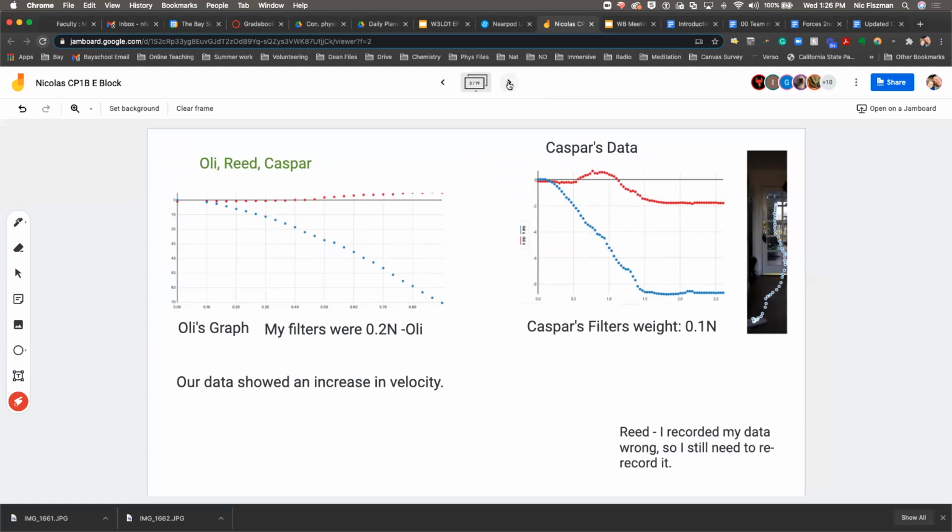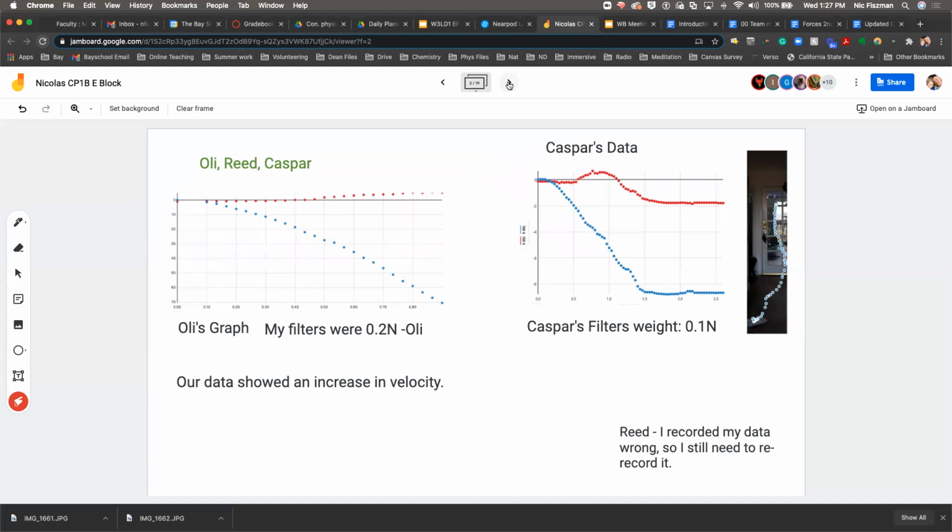All right. For our group, just to start off, Reed accidentally dropped one filter at a time, so we don't have his data. Yeah. I wasn't here when you explained how to record the data. Anyways, I dropped each one separately instead of all of them at the same time. So I'm going to redo that.